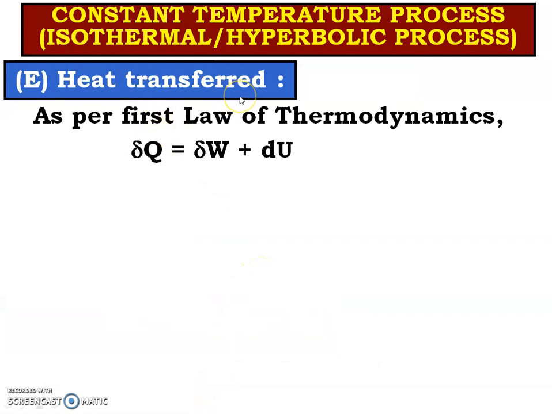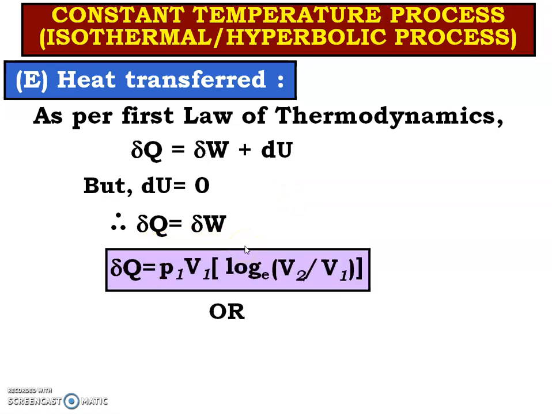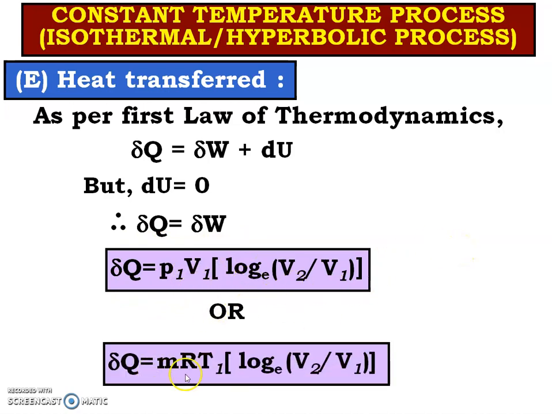Heat transferred. Again using the first law of thermodynamics, delta Q is equal to delta W plus delta U. What is delta U for an isothermal process? 0. So delta Q is equal to delta W. So whatever equations of delta W we have derived, the same equations apply for delta Q. So we can write delta Q is equal to P1 V1 ln V2 by V1, or it can be MRT1 ln V2 by V1.